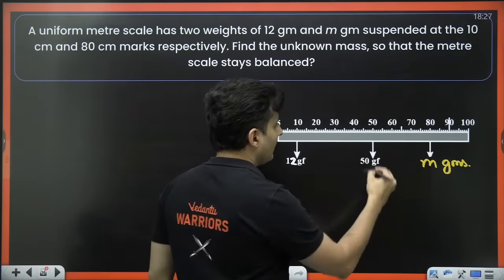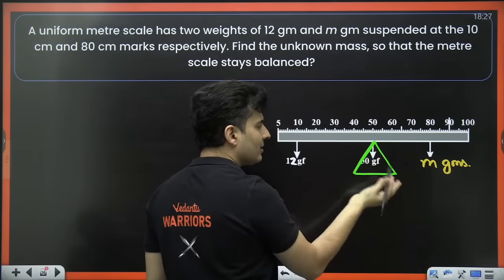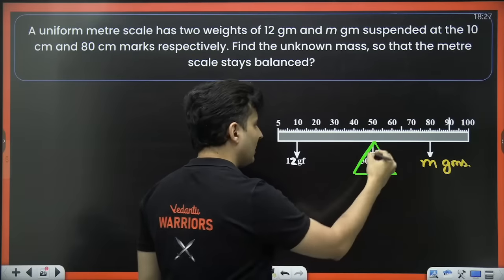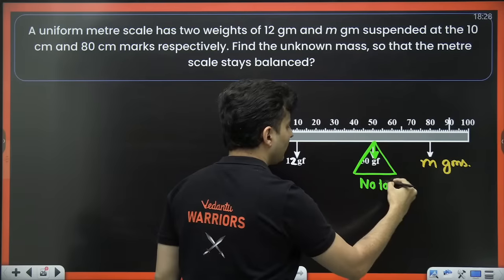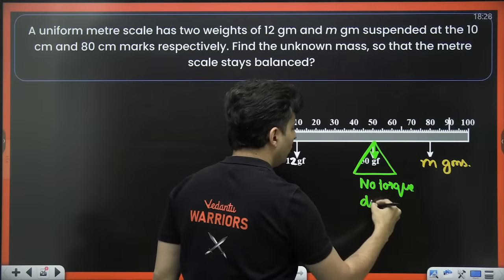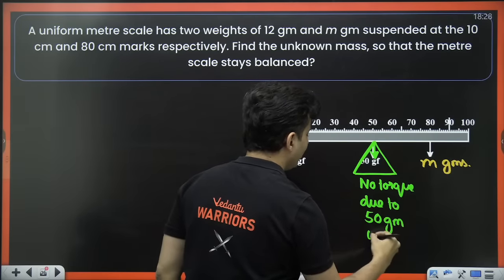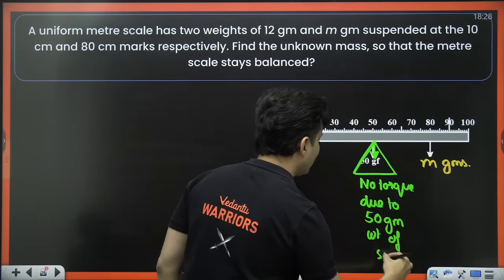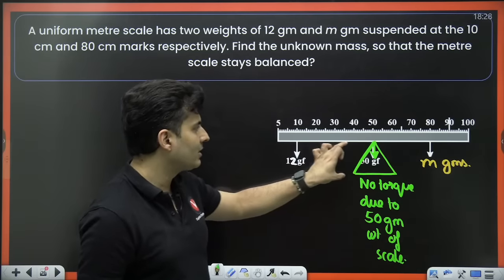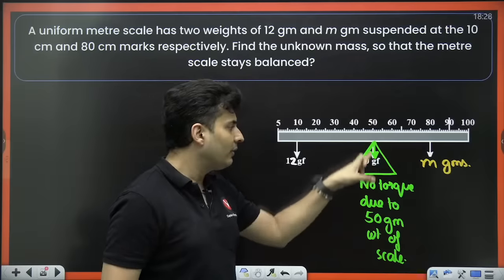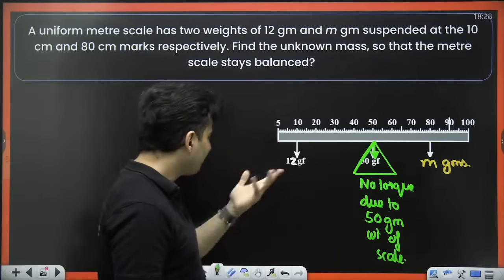Now, if I hinge it or pivot it here, the weight of the meter scale does not matter because the weight itself passes through the pivot point. So there is no torque due to the 50 gram weight of the scale. The scale also has some weight, remember that. But if the fulcrum was somewhere else, at 40 or 60, then that 50 grams will give a torque that you will have to count. Here that won't matter.